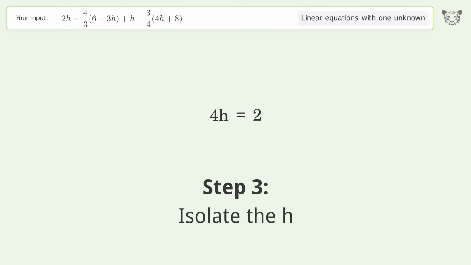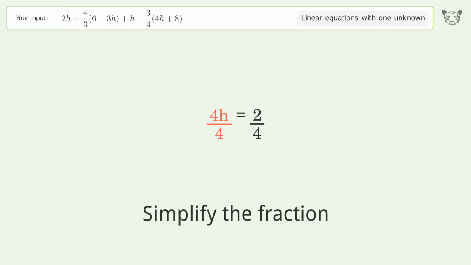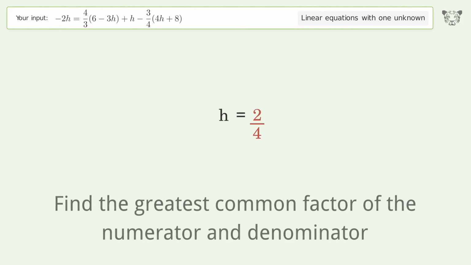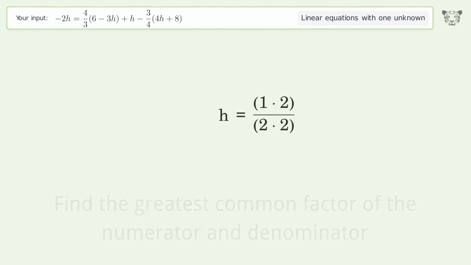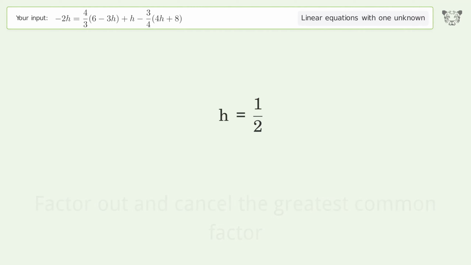Isolate the h. Divide both sides by 4. Simplify the fraction. Find the greatest common factor of the numerator and denominator. Factor out and cancel the greatest common factor. And so the final result is h equals 1/2.